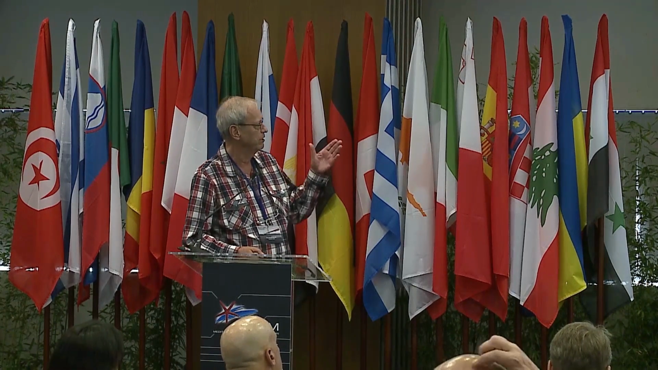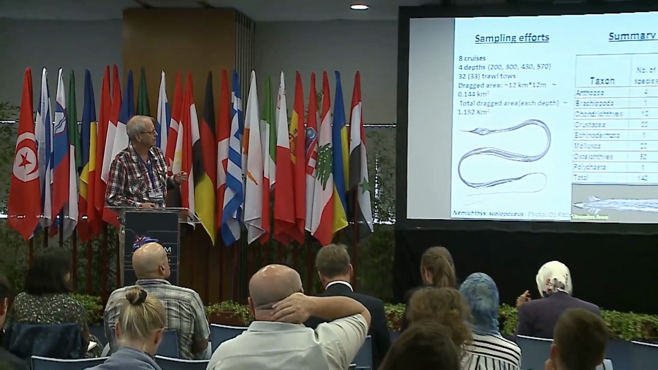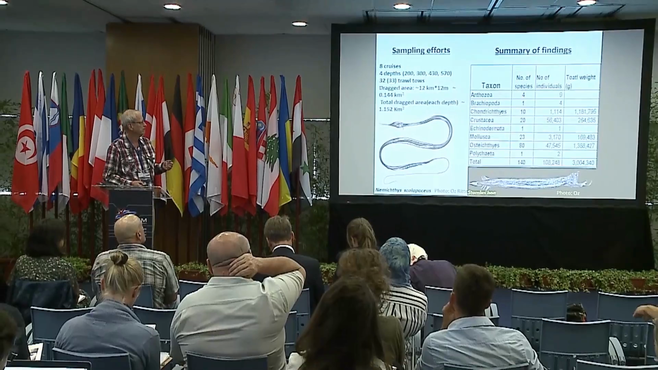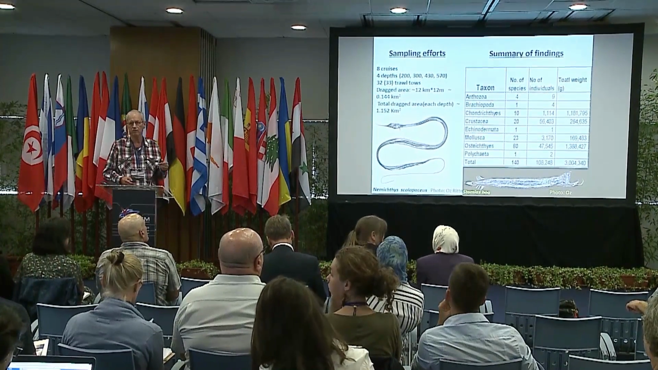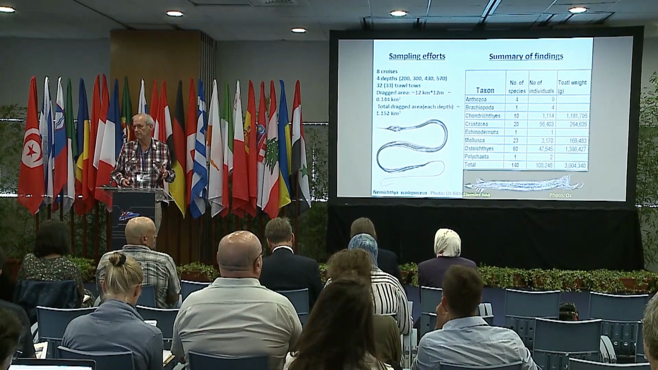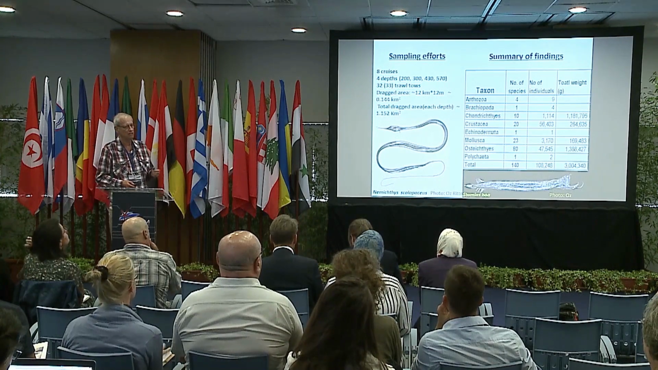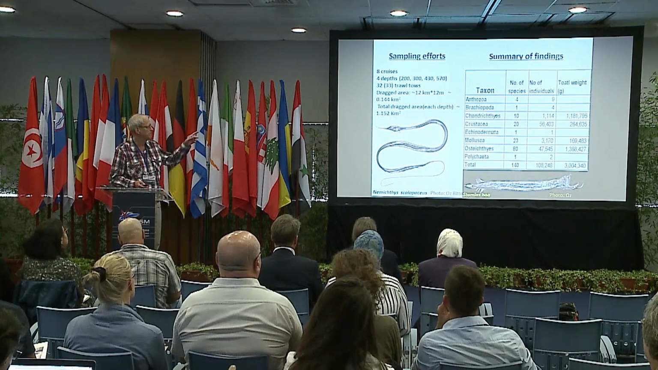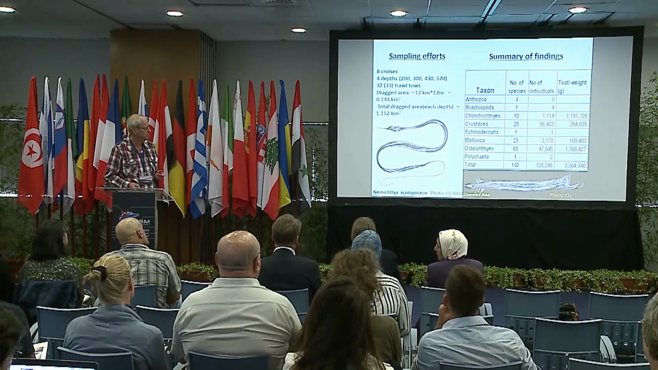First of all, for the methods, we had 8 cruises. We trawled over 4 depths. Each trawl or each transect was about 12 kilometers, and altogether, each depth was dredged over an area of more than 1 square kilometer, which is quite a lot.